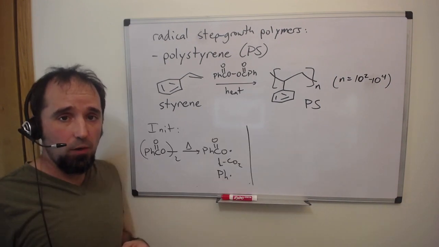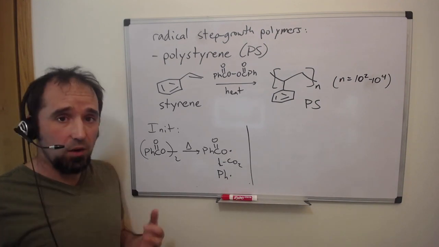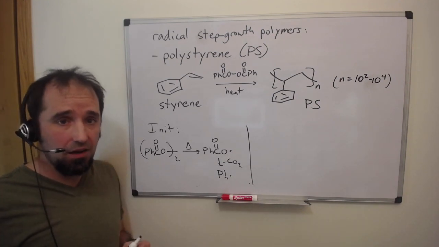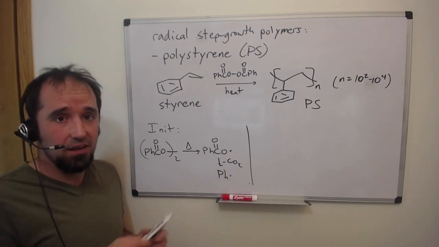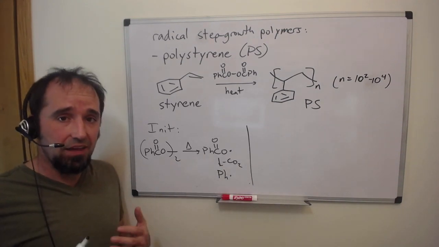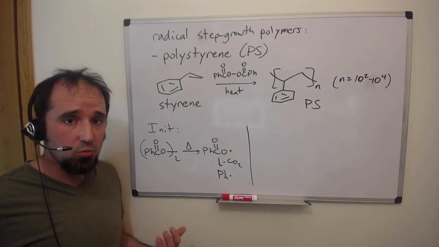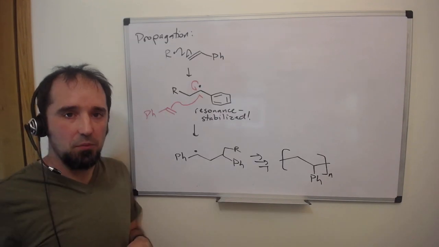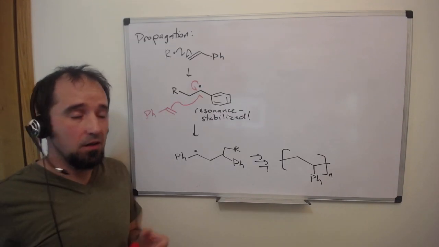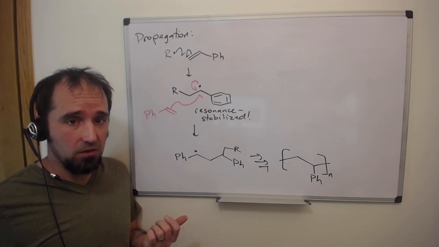The first step in any radical reaction is the initiation step. Here, peroxide always has a weak oxygen-oxygen bond. If we heat it up, then we could break it in half, lose carbon dioxide, and get some radical. Again, the actual identity of what radical it is isn't super important. It's just the fact that we get a radical. Here's the propagation step for polystyrene. I've got styrene, I've got some radical, and again, it doesn't really matter what radical it is.